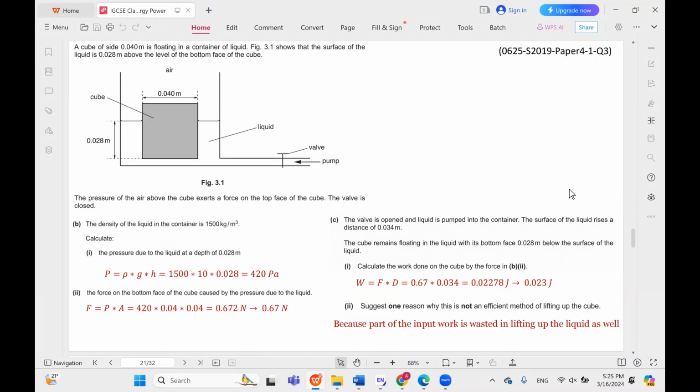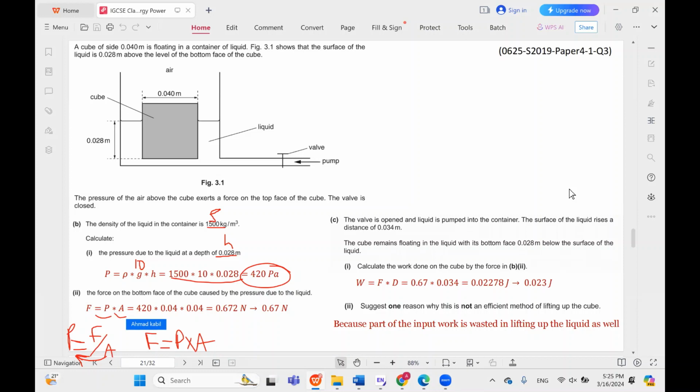We have the density, which is rho, and the density here is equal to 1,500. Gravity is always 10, and the depth is already given. This is h. So we have all the values that we need, and we can calculate the pressure due to the liquid. And then they want the force, and we should know that pressure is also equal to force over area. So if we want to get the force, we take the A to the other side. So F equals P multiplied by A. And we have the pressure and we have the area.